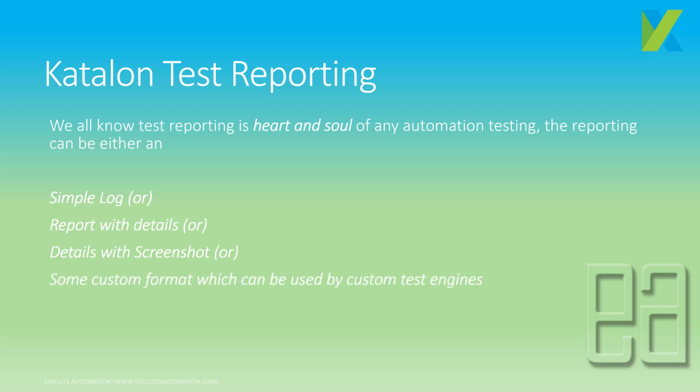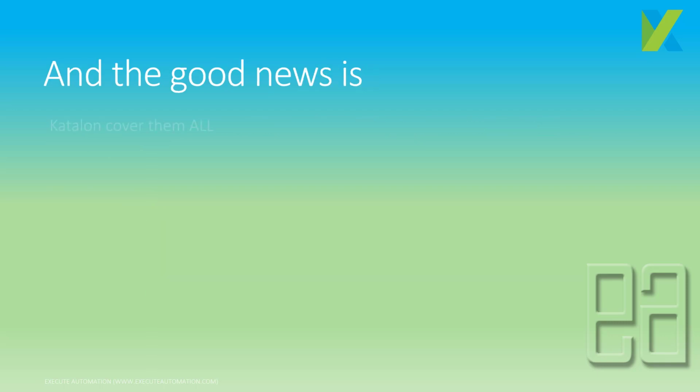Or some custom formats which can be used by other custom test execution engines like NUnit or JUnit and things of that nature. So these are the different kinds of reporting output which can be used for any automation purpose, or which can be used by any third-party automation test integration like Jenkins or any other continuous integration system, you name it. So these are the most important reporting systems that any automation test engineer can expect from a test execution. But the good news here is Katalon covers all of them. I mean literally all of these options are covered by Katalon Studio.